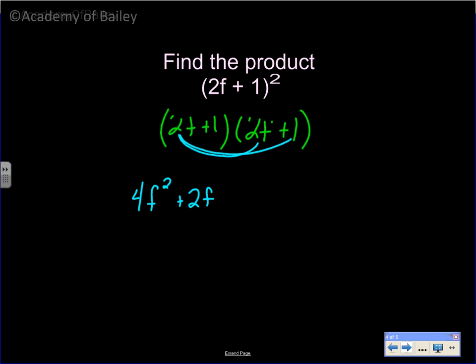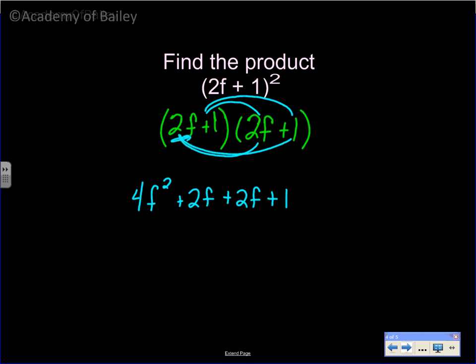That is not what we wanted. And I even cut off some of my other variables there. Let's get those back. Now we multiplied 2f by everything in the right binomial, so let's multiply 1 by everything over there. And 1 times 1 is 1. So we're good to go.